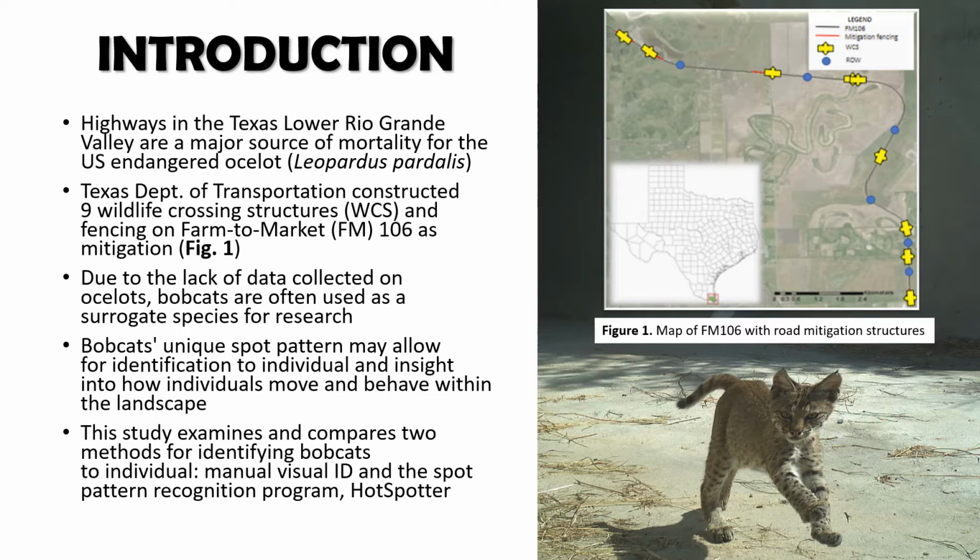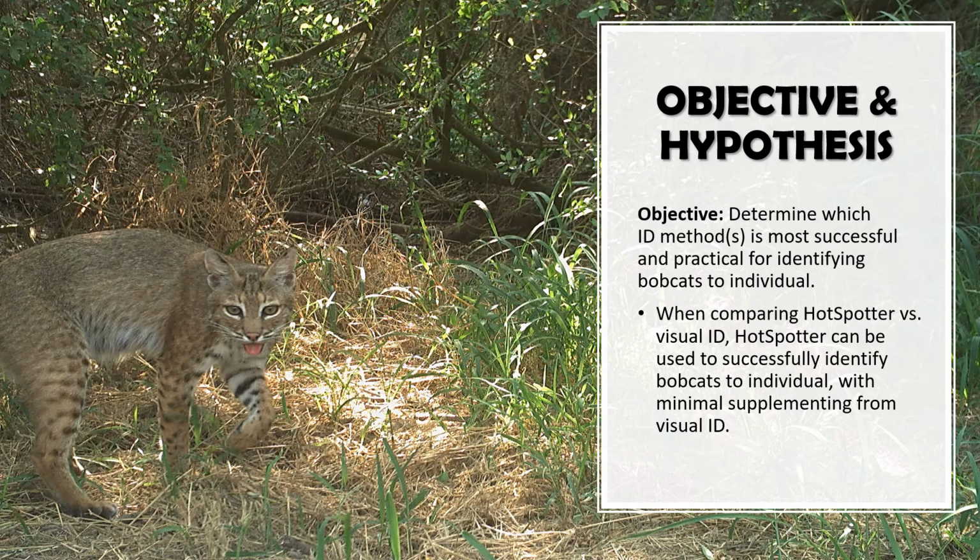This study will examine and compare 2 methods for IDing bobcats to individual: manual visual ID and the spot pattern recognition program HotSpotter. Our objective was to determine which ID method is most successful and practical for IDing bobcats to individual. We believe that HotSpotter can be used successfully to identify bobcats to individual with minimal supplementing from visual ID.